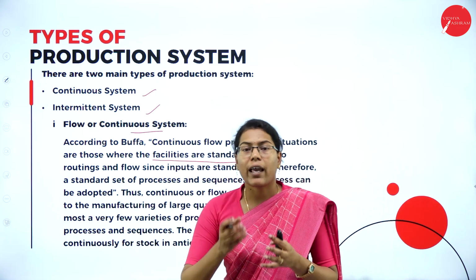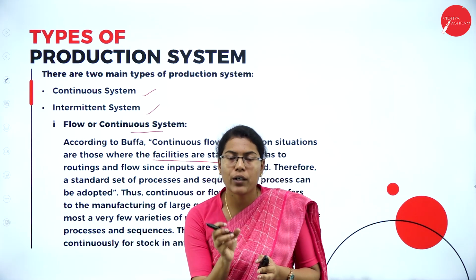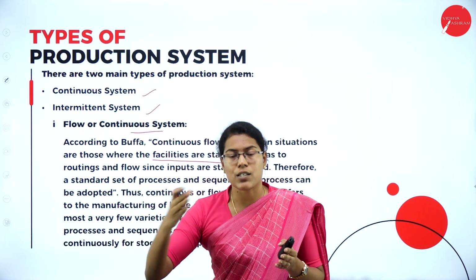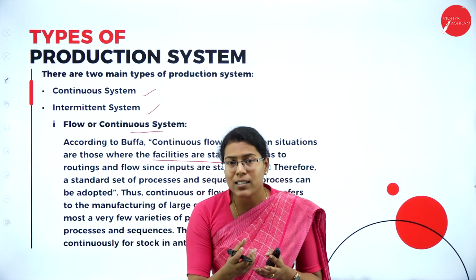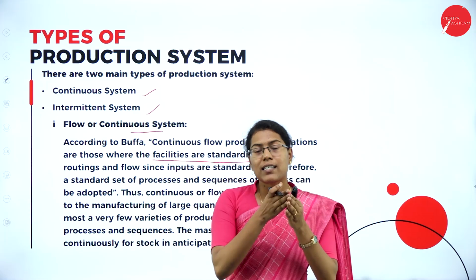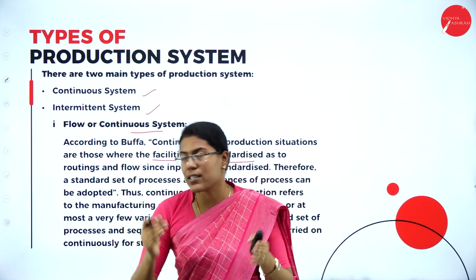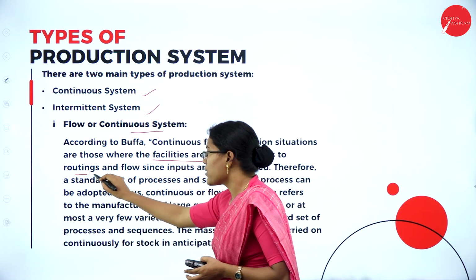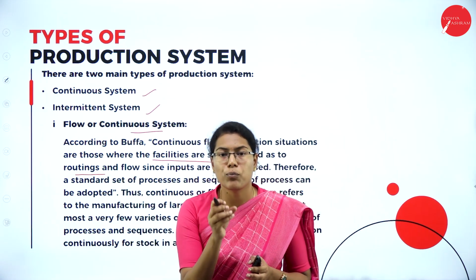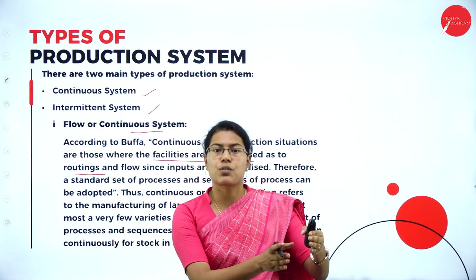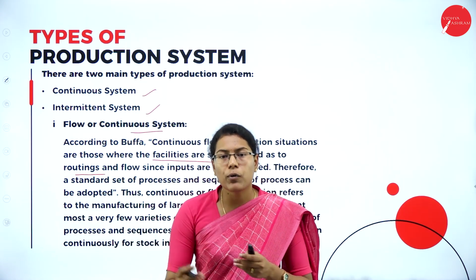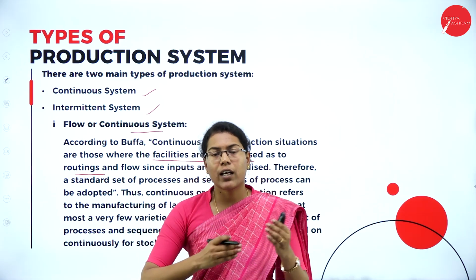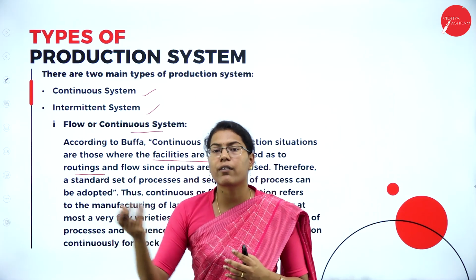That means for every production of a particular unit of that particular product, you have a standard set of machineries or standard set of qualities that are set for the products, or the standard procedure or routing is there. So the facilities are standardized as to routings. That means how a product should move right from the input stage to the final good. So every production consists of 5 to 6, or minimum 3 to 4 steps, where it passes through these steps and becomes a final product.